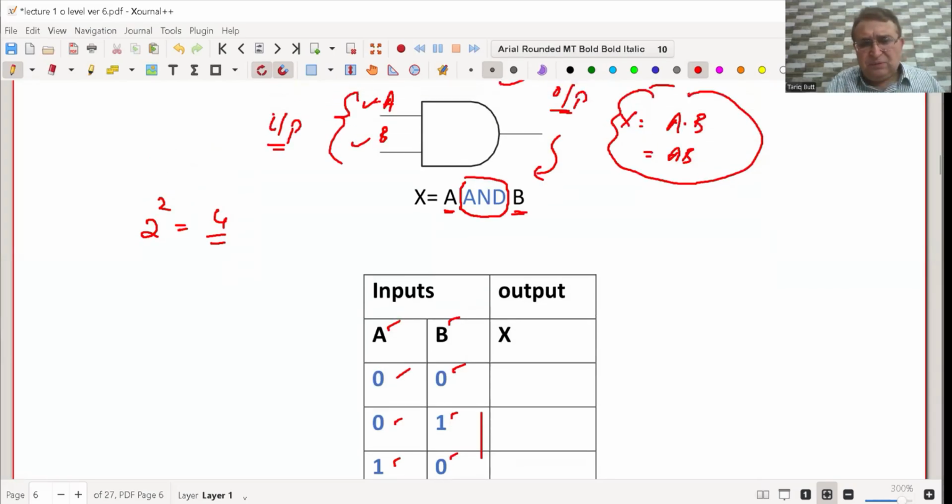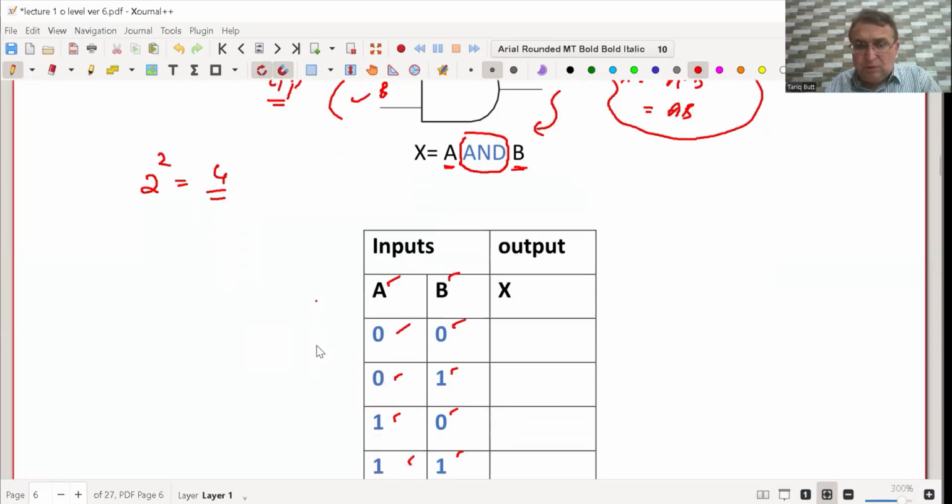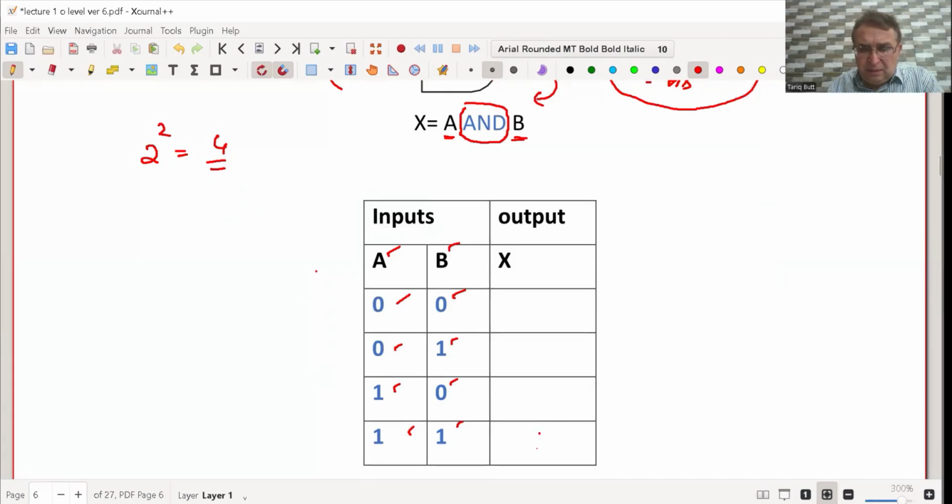And the behavior of this AND gate is that it gives output 1 when both of its inputs are 1. Otherwise, it generates output 0. So this is as far as the working principle of an AND gate is concerned. Fine.